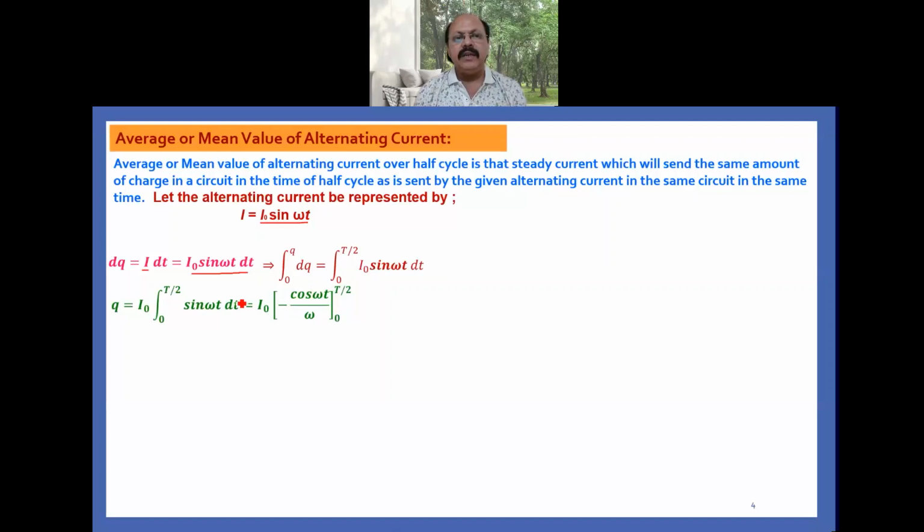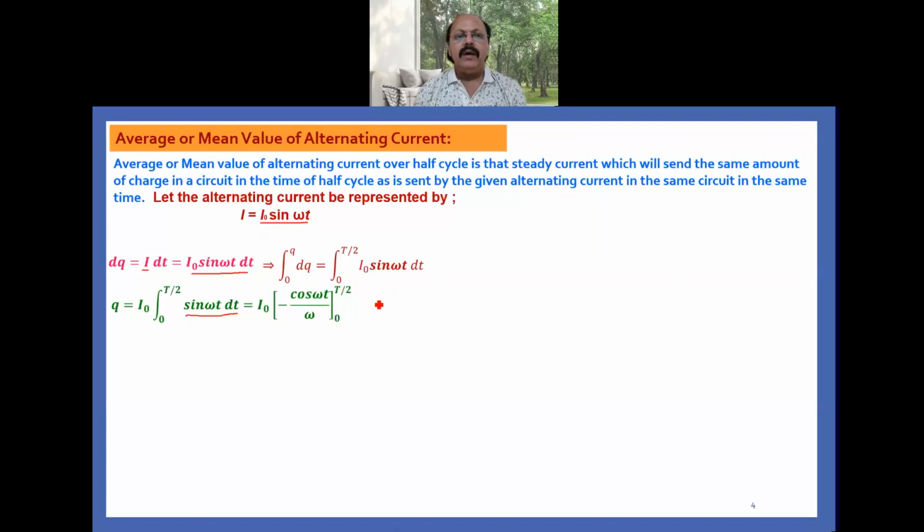Now the integration of sin omega t dt is minus cos omega t upon omega, and limits are 0 to T by 2. So the equation becomes q equal to I naught within bracket minus cos omega t upon omega, 0 to T by 2. For this integral of sin omega t dt, we use the formula for sin nx dx, that is minus cos nx upon n, that is, the coefficient comes in the denominator.